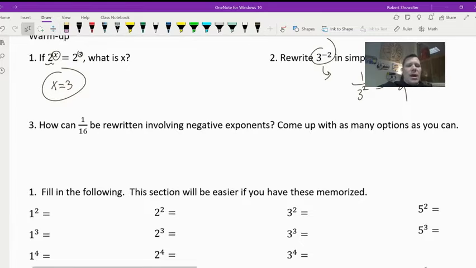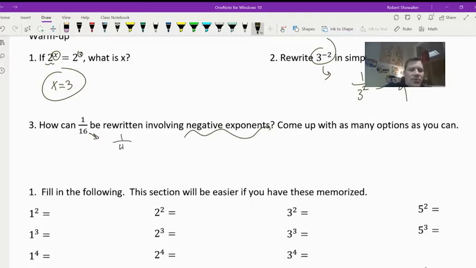Let's do it. Okay, how can 1/16 be written involving a negative exponent? Let's think about this process. Check it out. If you're smart, you know that 16 is 4 squared. You could also write it as 2 to the 4th. So instead of writing it as 1/16, you could have written it as 4 to the negative second. And the next one, you could write it as 2 to the negative 4th as well. All right, here we go.